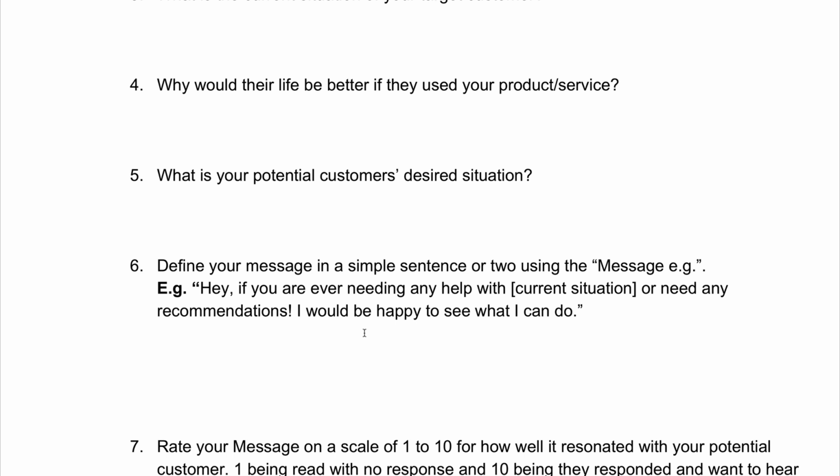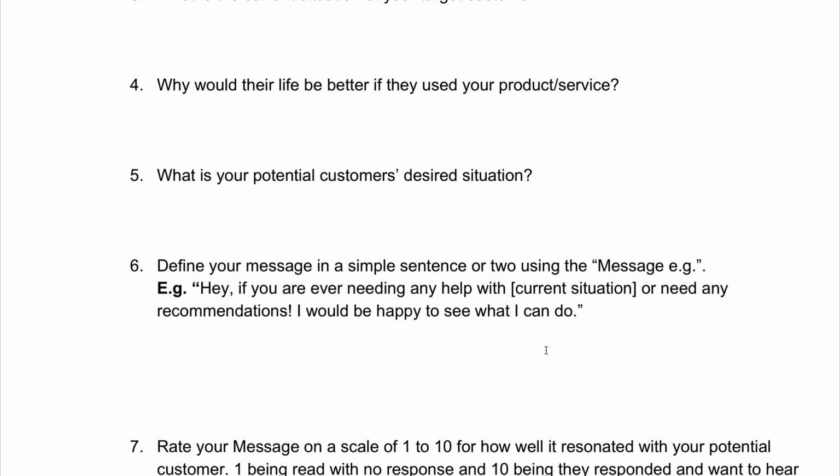So this is actually a template that I use, and this is something that I test with Facebook Messenger, and I'll send out these messages to qualified individuals that I think could really use and benefit from our services. And I'll say something along the lines of, hey, if you are ever needing any help with current situation or need any recommendations, I would be happy to see what I can do. So you would fill in their current situation, and that could be like, hey, if you're ever needing any help with scaling your business with Facebook ads or need any recommendations, I'd be happy to see what I can do.